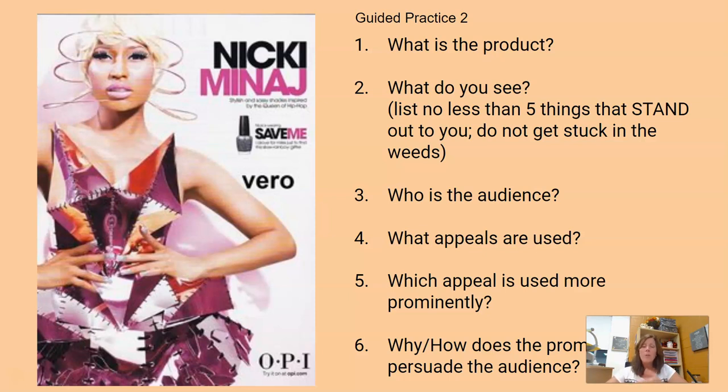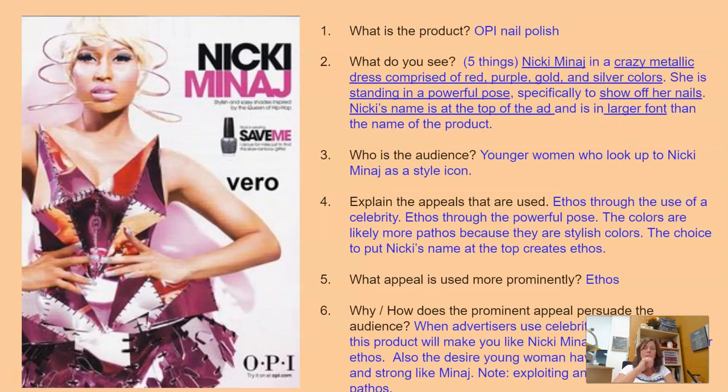We need to identify who the audience is, what appeals are being used, and which appeal is used more prominently, and how or why that prominent appeal persuades the audience. So let's go ahead and take a look at what we have here. The product is OPI nail polish. And I've listed some things that I saw here.